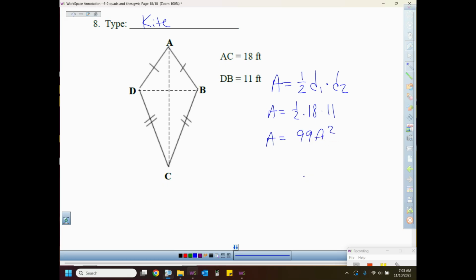So sorry it didn't say. Anytime they ask us to just recognize the type and give us all this information, they want us to find the area of the shape. So if it says that on any worksheets, we better get that done.